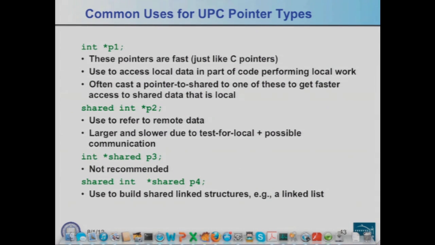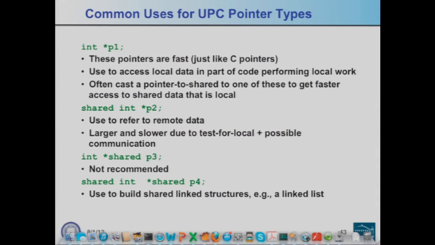The regular old C pointers in UPC, a declaration like that, is implemented just like a C pointer. So those pointers should run just as fast as a C pointer, because they are actually C pointers in the program. In fact, as I said before, any C code is UPC code.